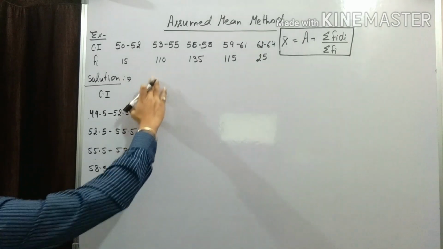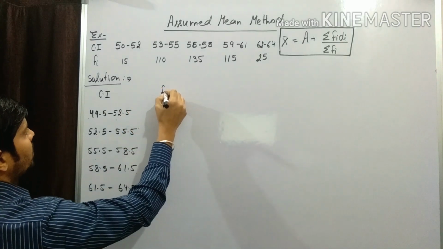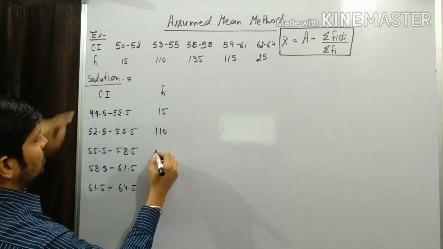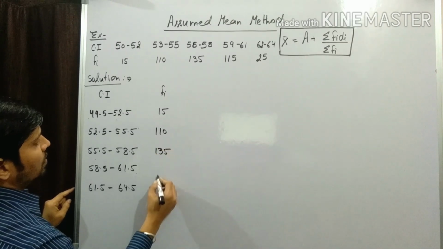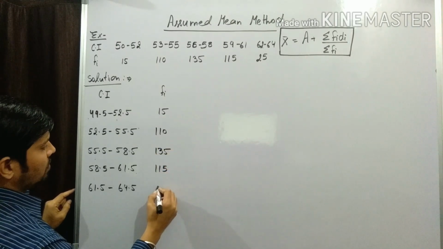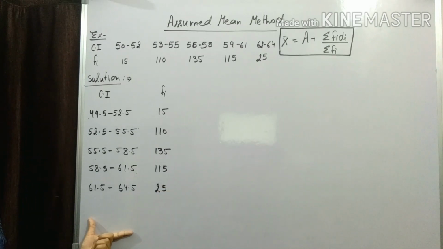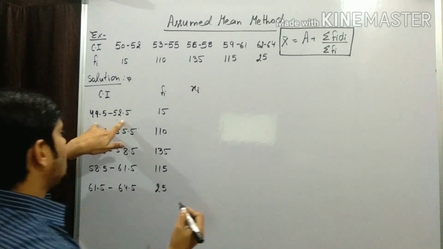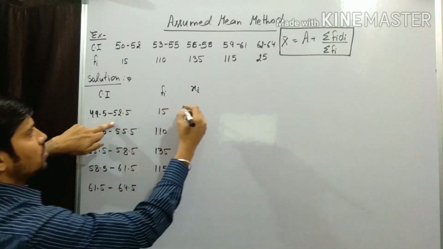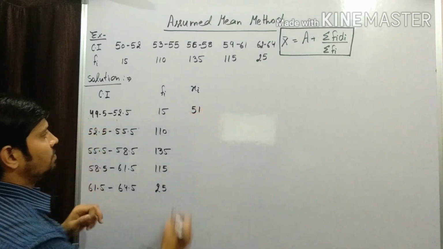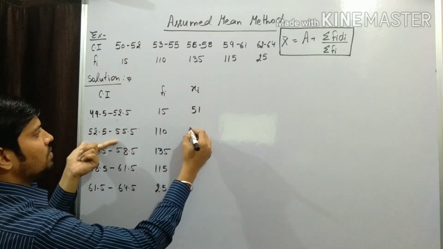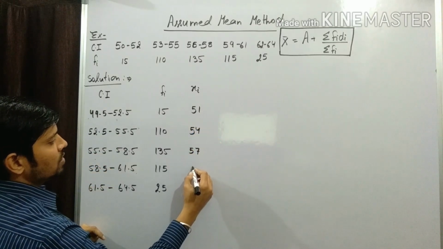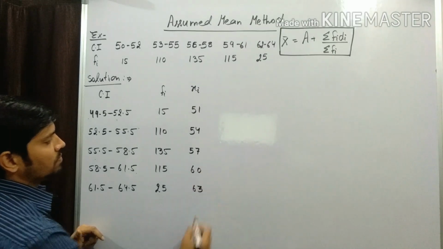Now we will write the values of fi. Fi is already given. These are the fi: 15, 1, 10. Now we know that firstly we have to find the value of xi. Xi means the class mark. For the class mark of this interval, we add them and divide by 2. This gives the value 51. Similarly, we can find the class mark for each one: 54, 57, 60 and 63.